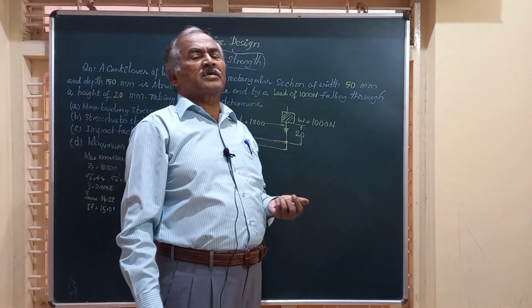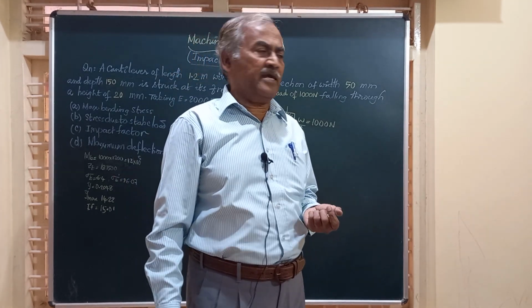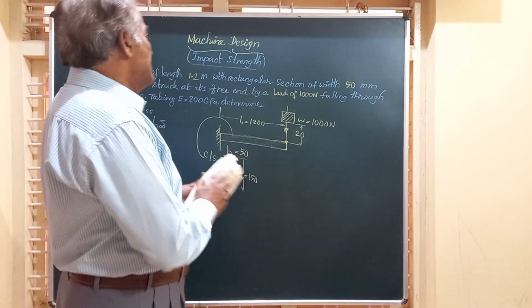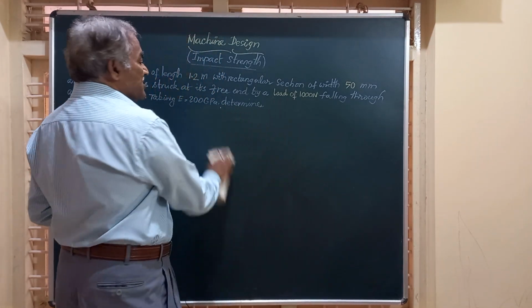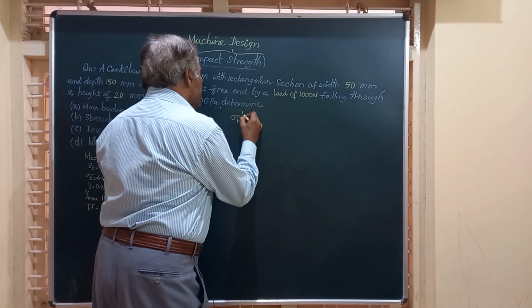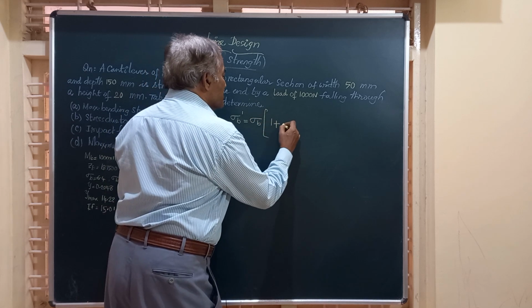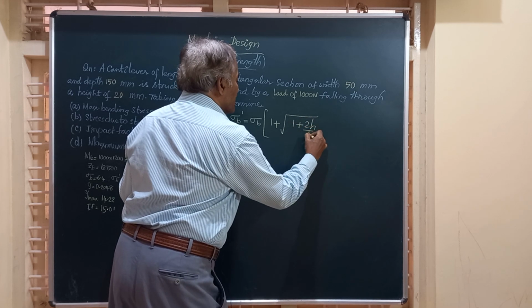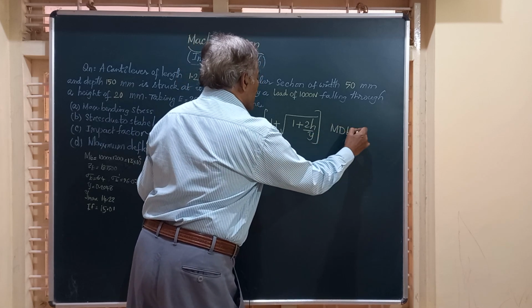So since this is a case of bending, if you refer to impact strength in machine design data handbook, you have a formula to find out the stress due to impact load, and that is given by the formula maximum stress sigma B dash is equal to sigma B multiplied by 1 plus square root of 1 plus 2h by y. This is the equation available in machine design handbook.